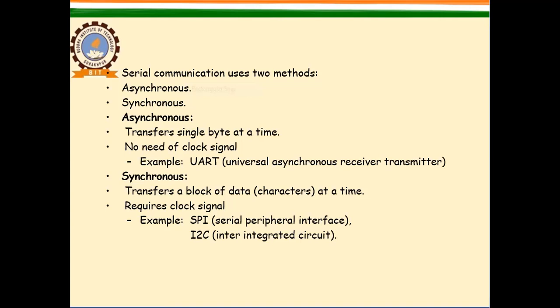Such a system is used in UART, that is Universal Asynchronous Receiver Transmitter. The other one is synchronous. In synchronous transmission, a block of data or characters is transferred at a time. Means a complete block of data is transferred at a time, and this data transmission is synchronized by a clock. Examples of such communication are SPI and I2C. SPI means Serial Peripheral Interface, whereas I2C is Inter-Integrated Circuit.